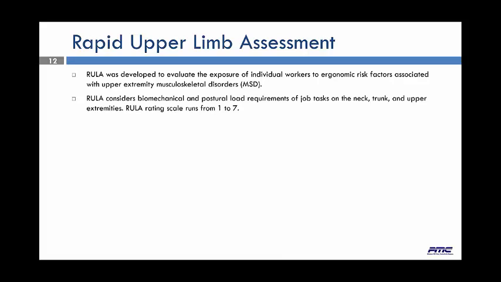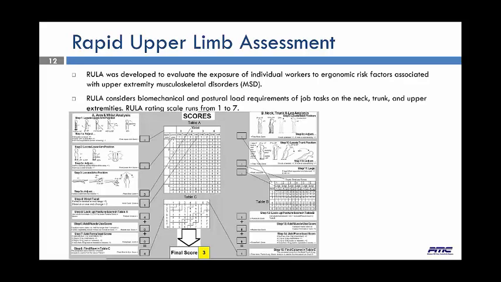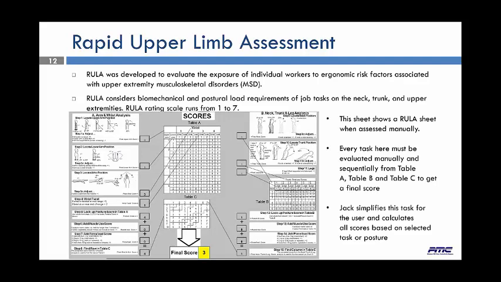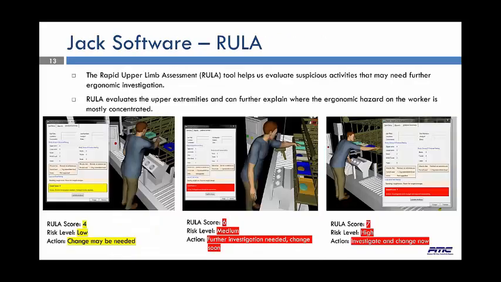RULA rating scales run from 1 to 7, which are a little different than we've seen before, on the 1 to 4. Looking at the diagram below, you can see the different ratings and different scores and how they move up. So this sheet shows a RULA sheet when assessed manually. So if I did this by hand rather than using the Jack software, this is the sheet that we would have to work out. Every task here must be evaluated manually sequentially from table A, table B, table C to get a final score. Jack simplifies this for the user and calculates all those scores based on the selected task posture. Rapid Upper Limb Assessment tool helps us to evaluate suspicious activities that may need further ergonomic investigation.